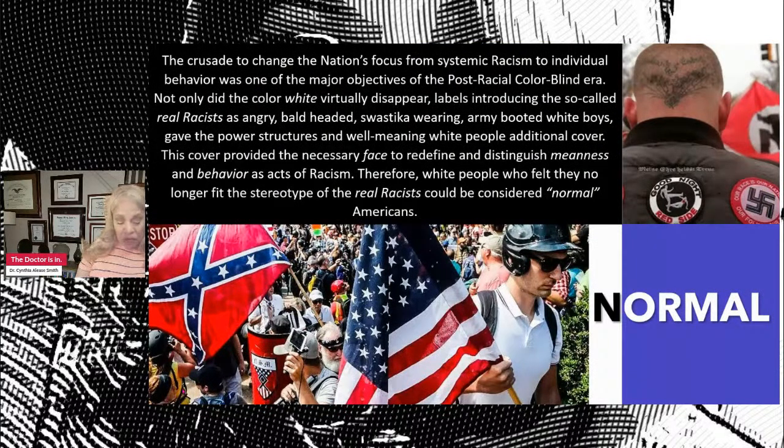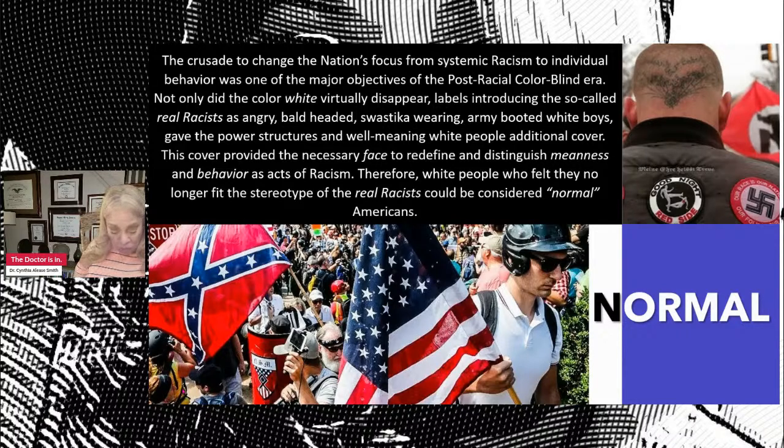In fact, today, in this era of US supremacist reckoning, anyone calling a white person white is considered among many as being racist, since the mere mention of the color white removes the cover of invisibility, exposing the skins of white people to their whiteness and all it represents in an otherwise normal colorblind nation. The crusade to change the nation's focus from systemic racism to individual behavior was one of the major objectives of the post racial colorblind era.